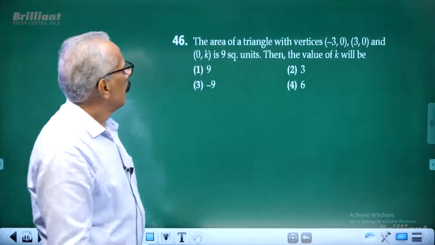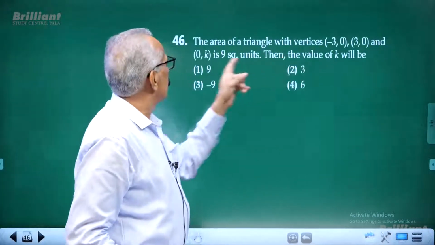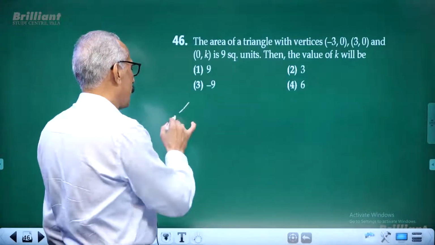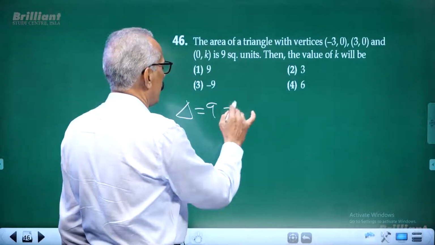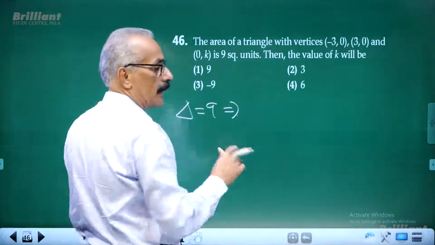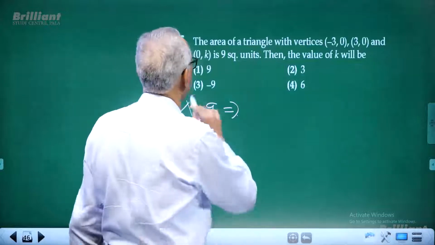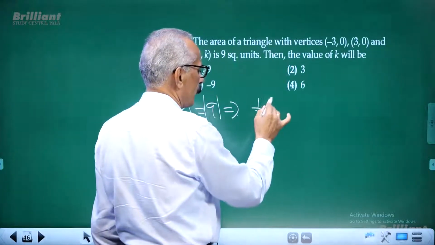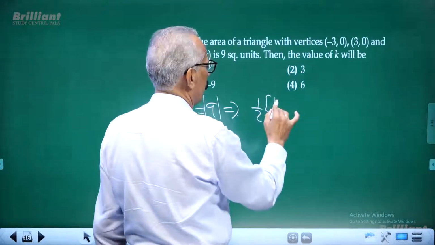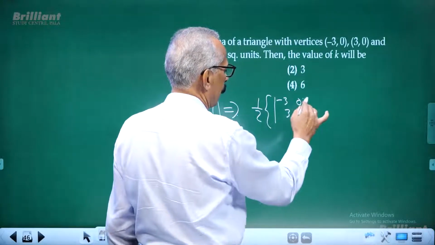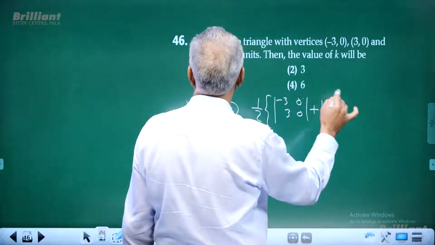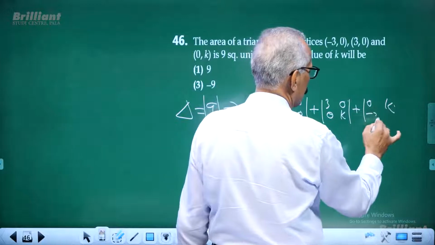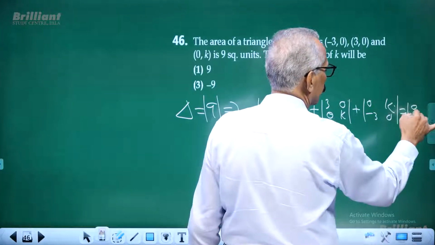On to 46. Area of the triangle with the vertices this and this is 9 square units. Then you can easily solve. Area is always modulus. Therefore, remember one thing, your delta will be modulus of 9. What's the formula? Half into determinant. First point minus 3, 0. Below you write second point, then next point 0, k, and first point again minus 3, 0. This will be equal to modulus of 9.